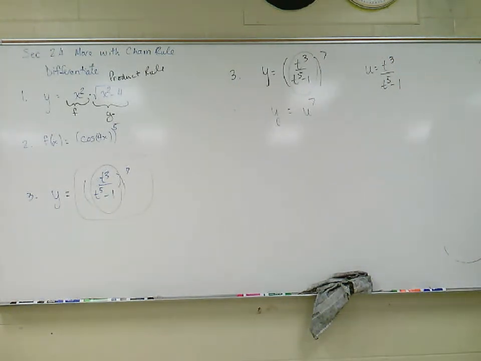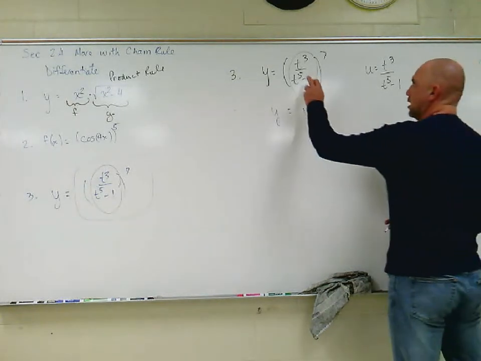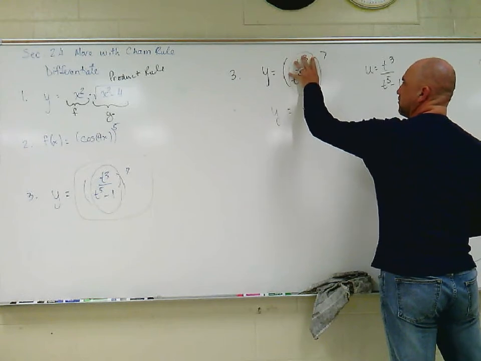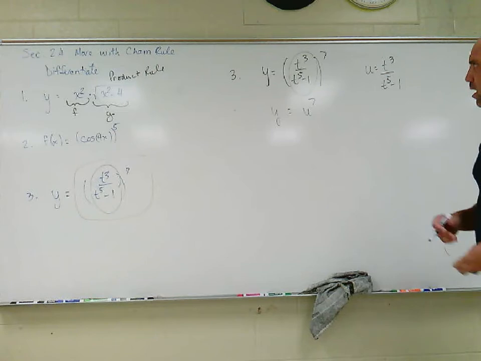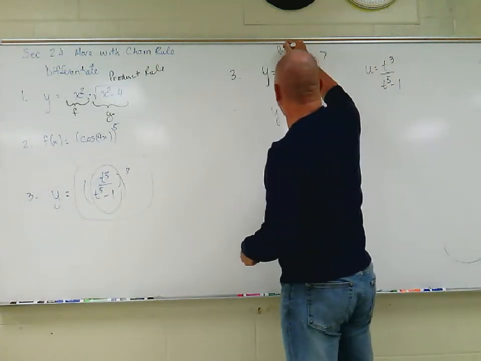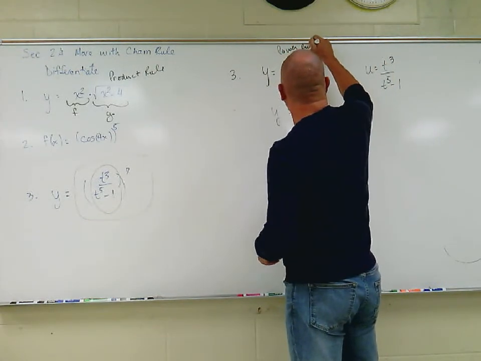So I still have not done any differentiation. All I've done is organize it and recognize that this is a function of t to the 7th. So I know it's a power rule. So on my steps, what is it I've done?